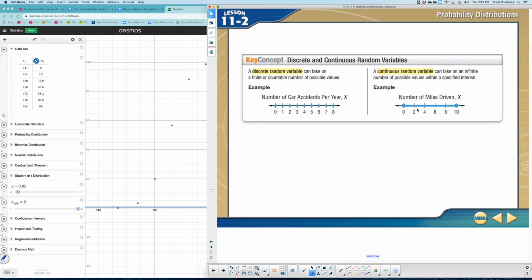Or continuous, which means you could have decimals. So the number of miles driven, you could drive 3.5 miles, you could drive 10.101 miles to get to school. You could do any of those type of things. That's a continuous random variable, whereas discrete would be a whole number.